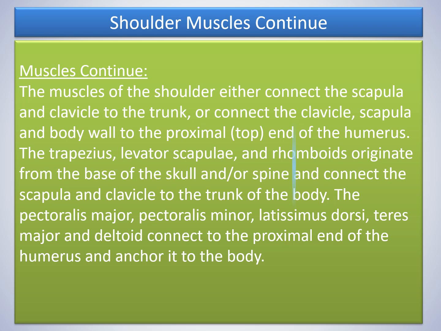As we continue with the shoulder muscles, we're going to be talking about how all the muscles are connected to the clavicle and the trunk, along with some of the other aspects of the shoulder movement, which includes the trapezius, the levator scapulae, and the rhomboid, that has the origin on the base of the skull and then the spine that connects to the scapula, to the clavicle, and also to the trunk part of the body. Also, the pectoralis minor, pectoralis major, latissimus dorsi muscle, teres major, and the deltoid that connects to the proximal end of the humerus and also anchors into the body itself.